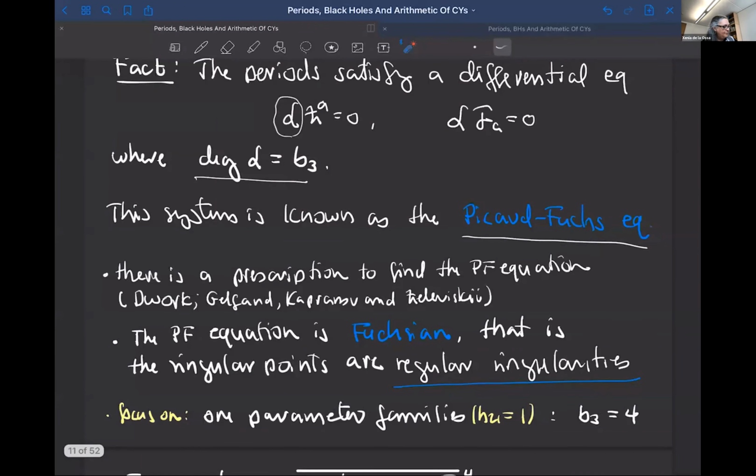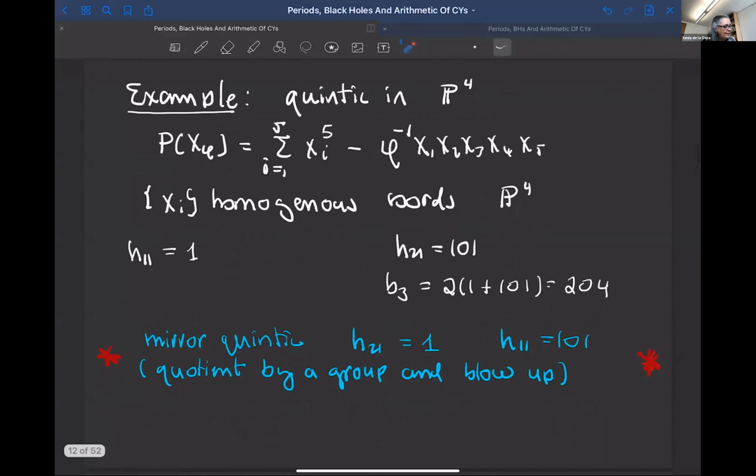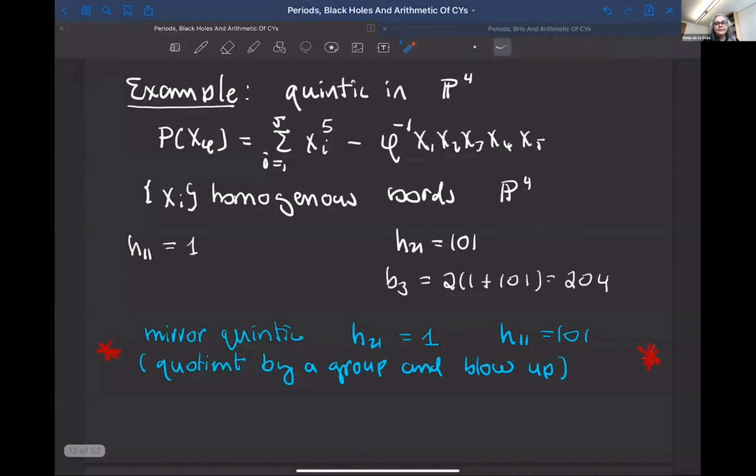Okay, so that's facts about Calabi-Yau manifolds. There will be two examples in these talks. One is the quintic that we all know, which is the quintic Calabi-Yau, given by a quintic polynomial in P4. For example, this is an example of a quintic polynomial in P4, but the xi's here are homogeneous coordinates in P4. This example has one Kähler class parameter and 201 complex structure parameters, which means that h11 is 1 and h21 is 101.